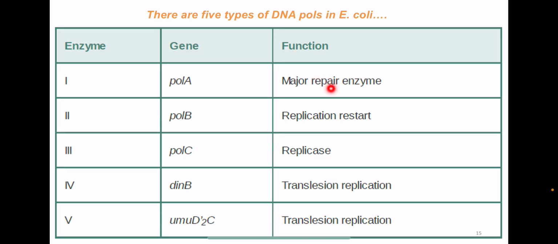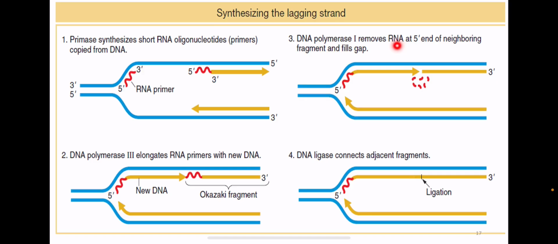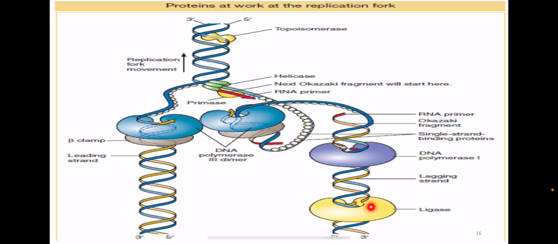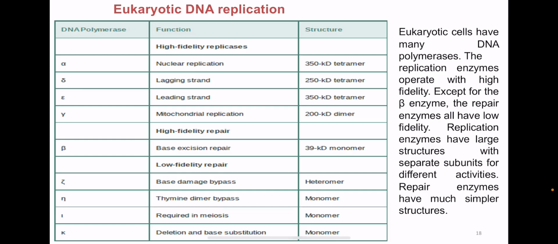DNA polymerase 1 is a repair enzyme, so it comes in to clean mistakes. DNA polymerase 1 comes to degrade the primers from the strands, and the ligase will come in to join the Okazaki fragments. This is the ligase over here. And that's how the lagging strand is synthesized. But it wasn't that complex in the leading strand. The leading strand is synthesized continuously. That's for prokaryotic DNA replication.